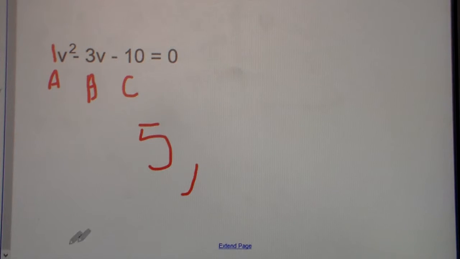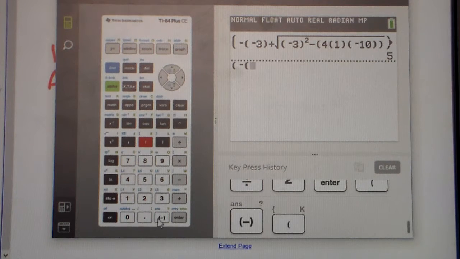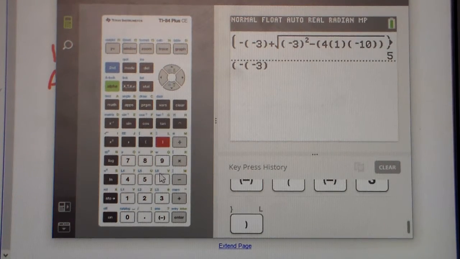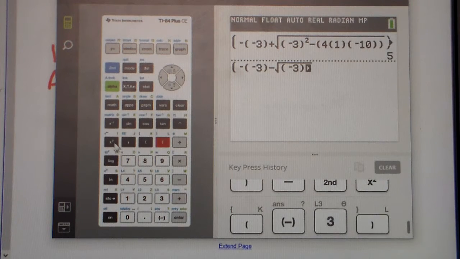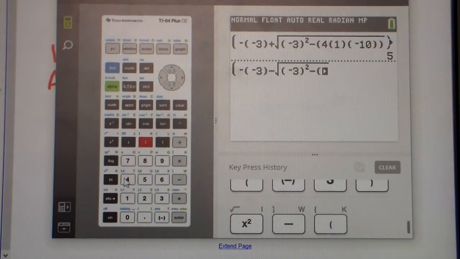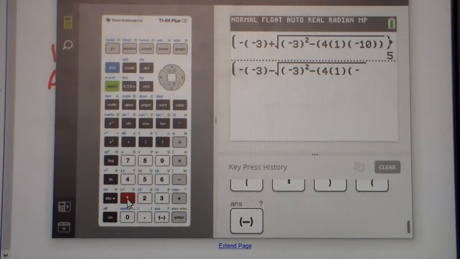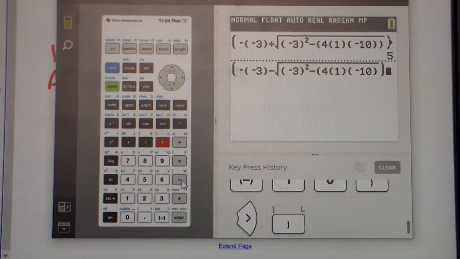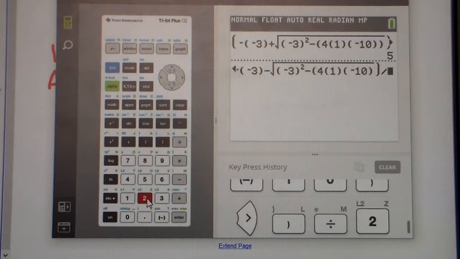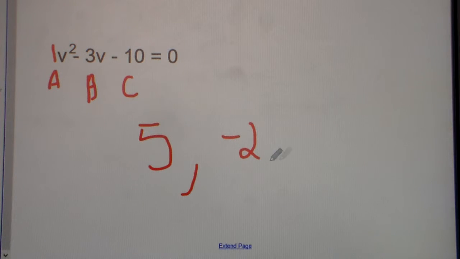Now I'm going to do the same thing, but just with the minus sign. So parentheses, negative 3, minus, square root, negative 3 squared, minus parentheses 4 times 1 times negative 10. Hit the right arrow key to get outside that square root. And we're going to divide by, well, 2 times 1 is 2, so I divide by 2. And my second answer is negative 2. So we have 5 comma negative 2.